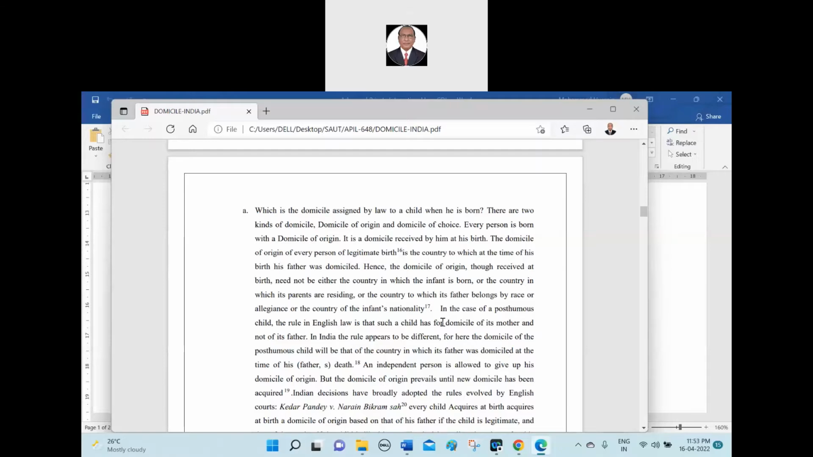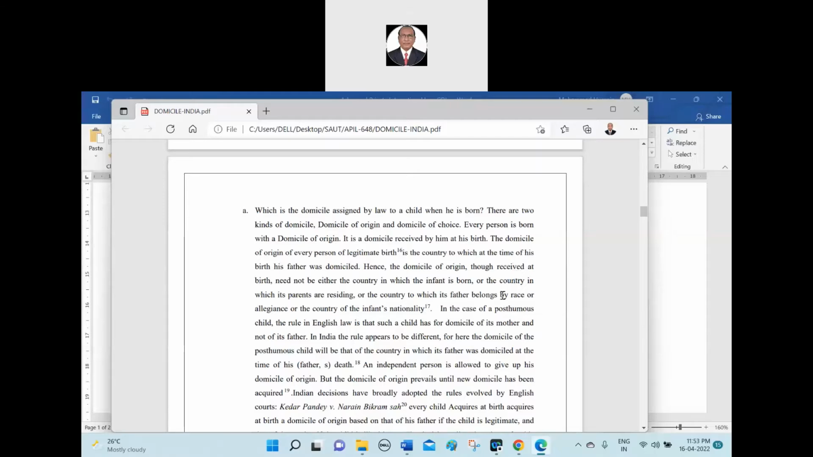Don't waste time. If he doesn't know, say pass on. I will give the answer. The domicile will depend on the parents. Because you are accidentally born in the USA, it doesn't mean you are domiciled in the USA. Where your parents belong, that domicile will come to the child. Okay, let us see.